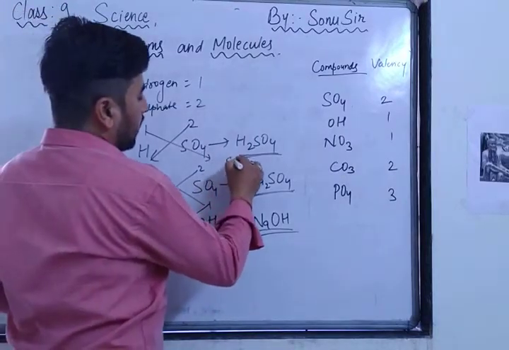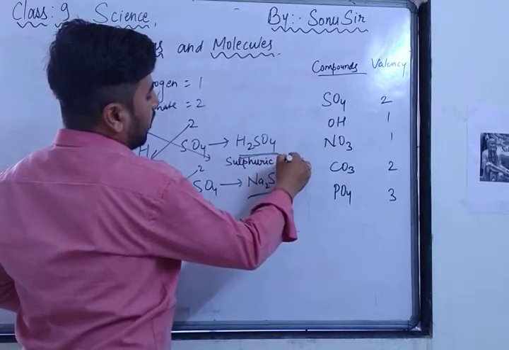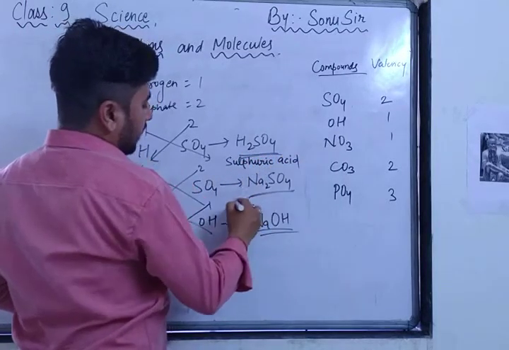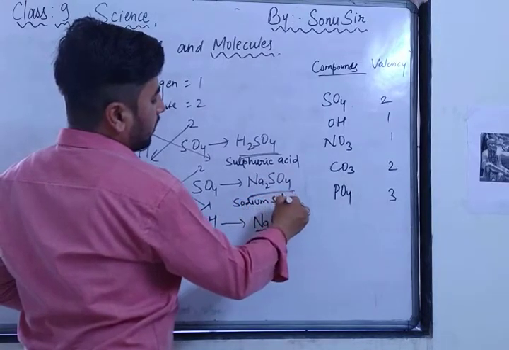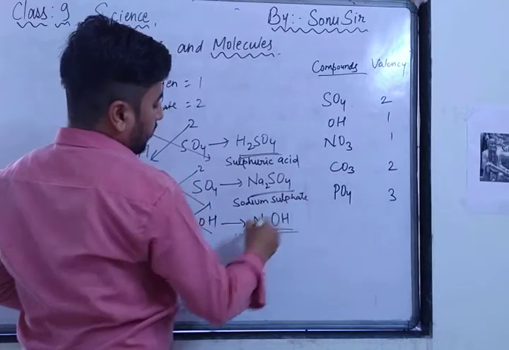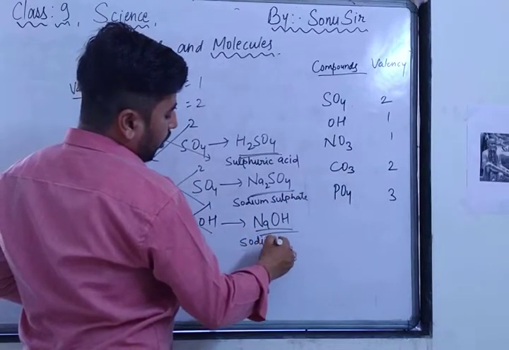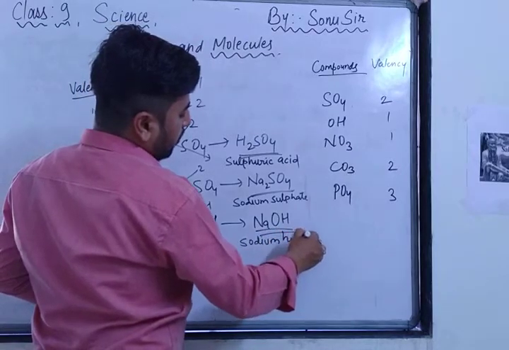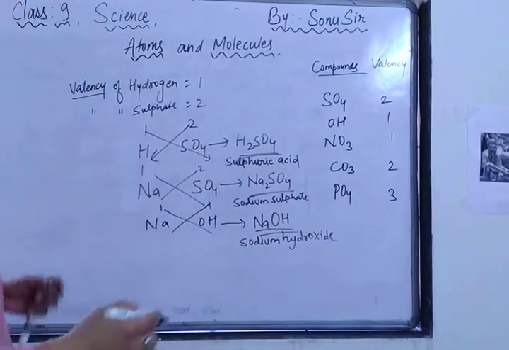This compound name is sulfuric acid. What is the name of this compound? Sulfuric acid. This is sodium sulfate. What is the name of this compound? Sodium hydroxide. Got it? Anything you can take.